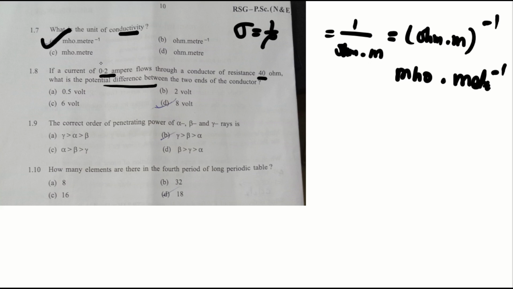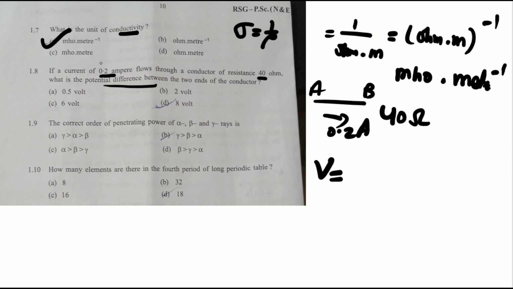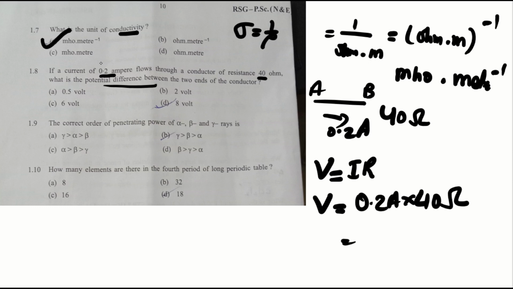Number 8. If a current of 0.2 ampere flows through a conductor of resistance of 40 ohm, what is the potential difference between the two ends of the conductor? Suppose you have a conductor with end A and end B. The current of 0.2 ampere is flowing through the conductor of resistance 40 ohm. According to Ohm's law, V equals IR. We have to find V, the potential difference between the ends. I is 0.2 ampere into resistance 40 ohm. So this will be 8.0 volt.